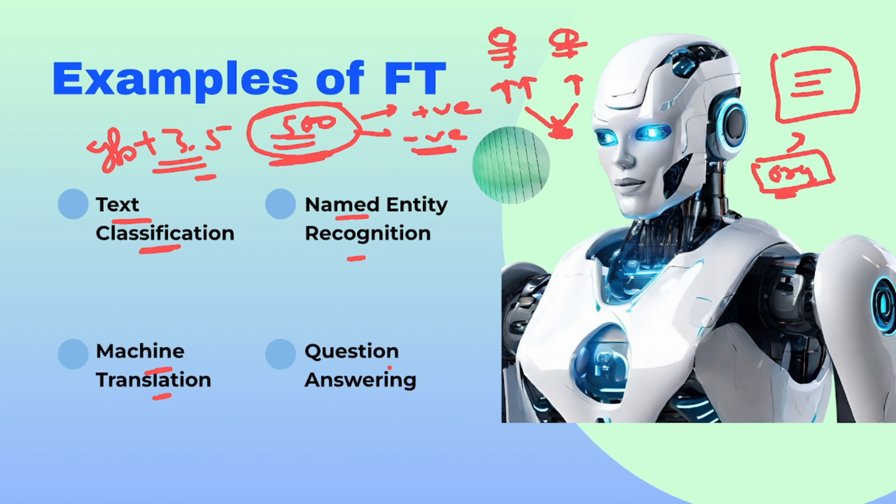Okay, then question answering. This is a very basic one. Fine tuning can be used to train a model to answer questions based on a given context. The model is fine tuned on a data set of questions, answers, and the context of that passage. Okay, so these are some examples of fine tuning.